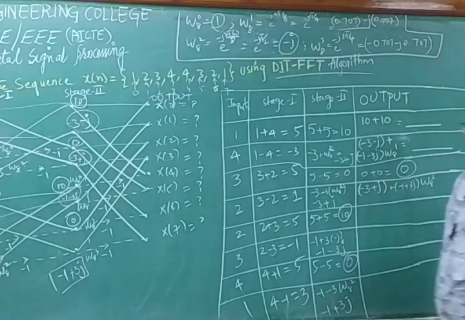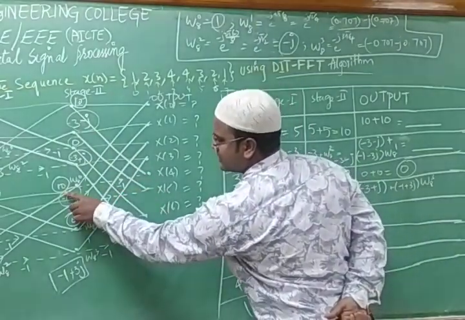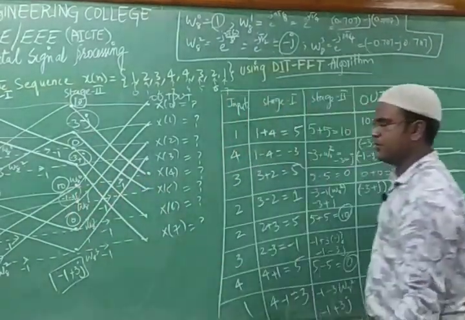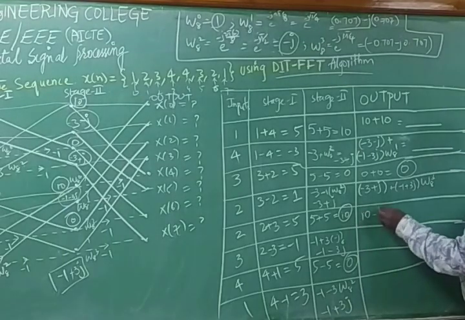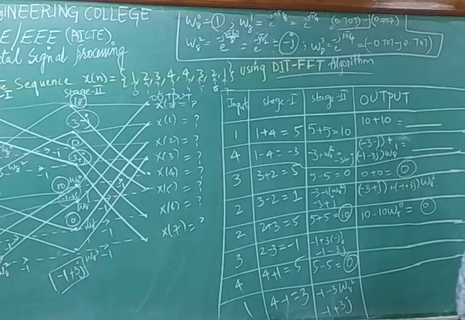X of 4. What is x of 4? 10 minus this 10 with omega 8 of 0. So I can write 10 minus 10 of omega 8 of 0. So omega 8 of 0 is 1. 10 minus 10 I will get directly 0. So I found this value, x of 4.